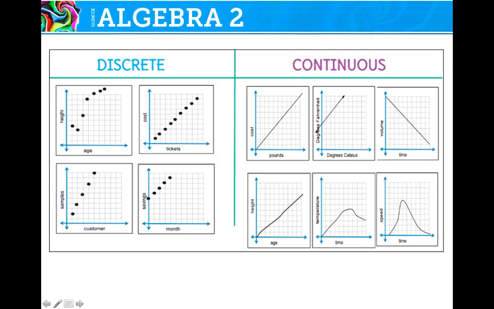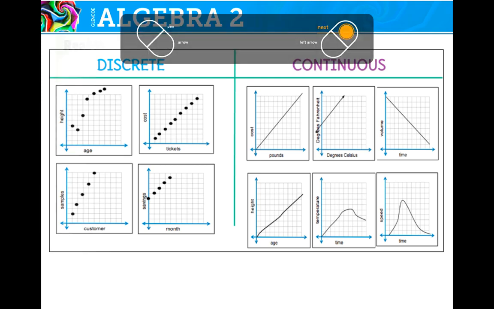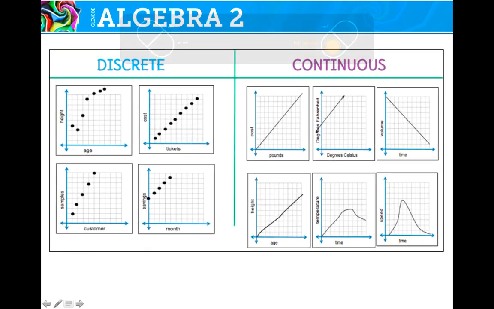Discrete and continuous. Discrete is going to be countable, something you can count. I can count the number of students in this class, 1, 2, 3. And continuous is going to be a measurement. Discrete is countable, and they're always going to be dots. And continuous is a measurement, and they're always going to be lines.